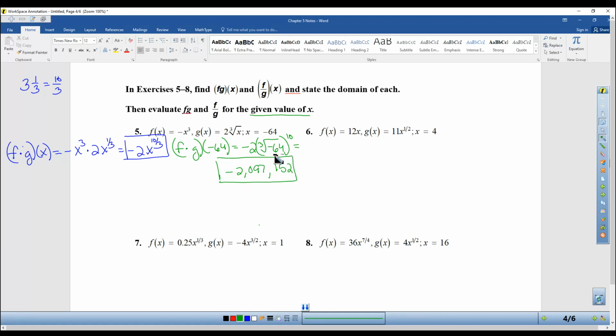Because the cube root of negative 64 is 4, but then you have 4 to the 10th. So it's really big. And then f divided by g of x. Again, the process itself is not hard. You're going to take negative x cubed, and you're going to divide it by 2 cube roots of x.